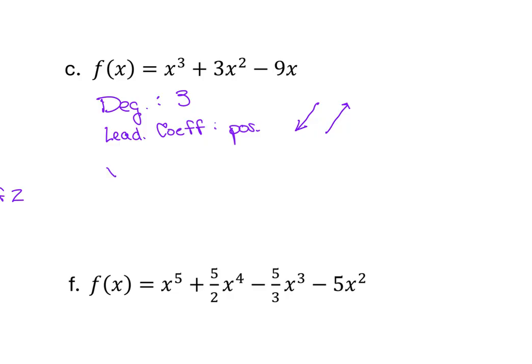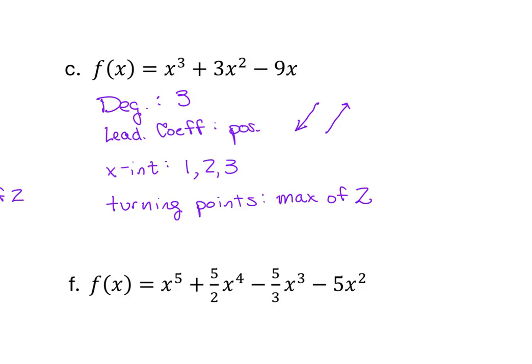For our x-intercepts, again, we can have 1, 2, or 3 x-intercepts. And for our turning points, we will have a max of 2. We take our degree, we subtract 1, and that's the most number of turning points that we can have.